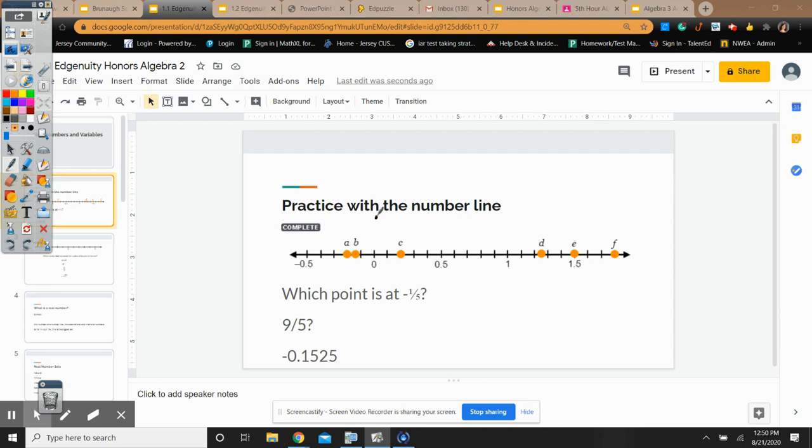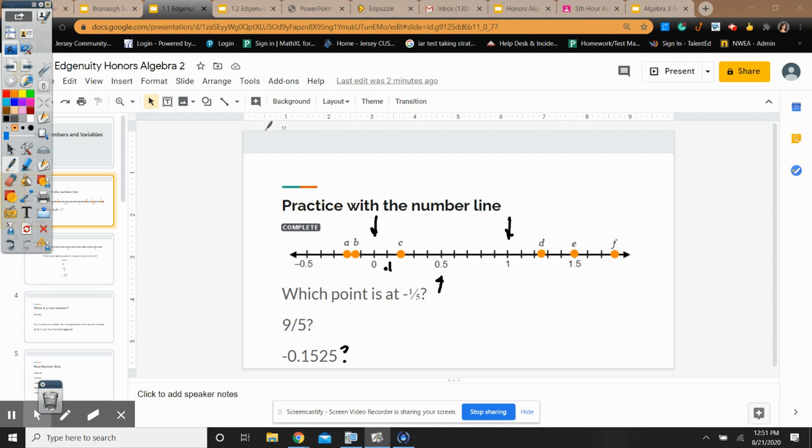So 0 is a good place to start, and then 1 is all the way over here, 0.5 is here. So it looks like we're counting by 0.1, 0.2, 0.3, 0.4, 0.5. Looks like we're counting by 0.1s. So when you're figuring out what point is represented by these decimals that they're asking, look, there's not a question mark.